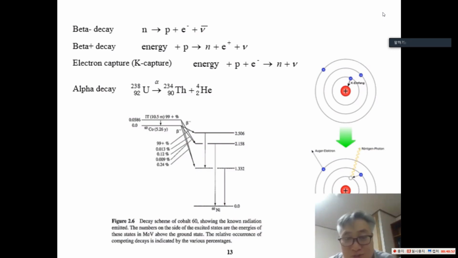It is a probability. The decay is a probability. So some decays into the 2.506 energy state of nickel-60. Some goes to the 1.332 energy state of nickel-60. For all radioactive materials, we can draw the same kind of drawing, like figure 2.6. So experts have a small booklet of element decay tables.